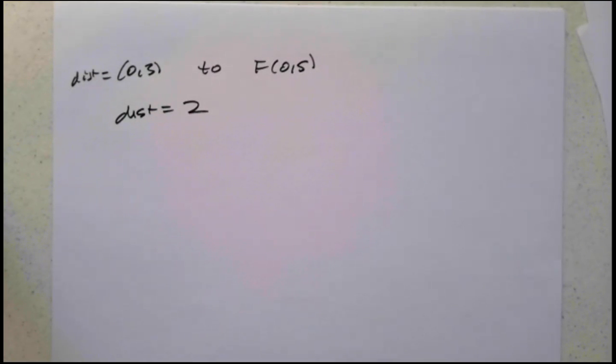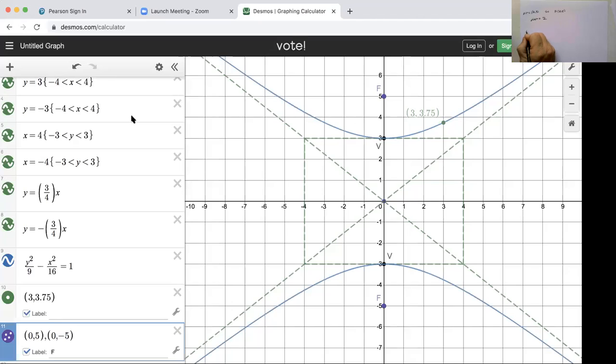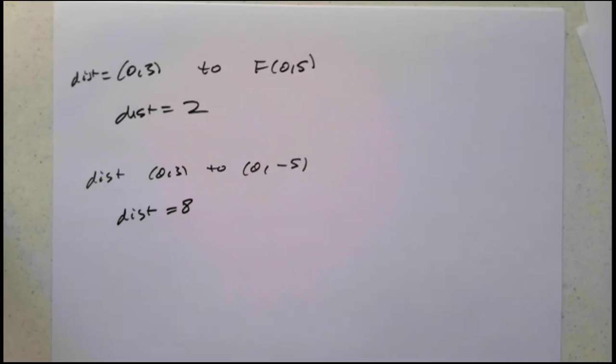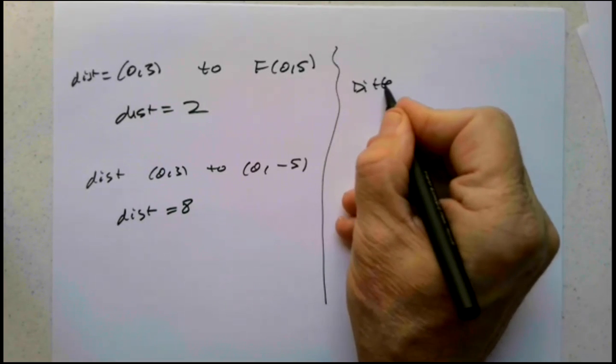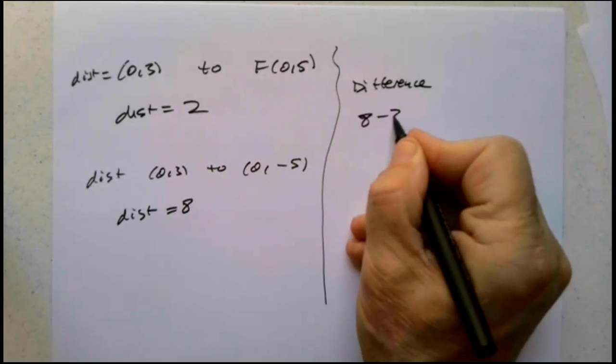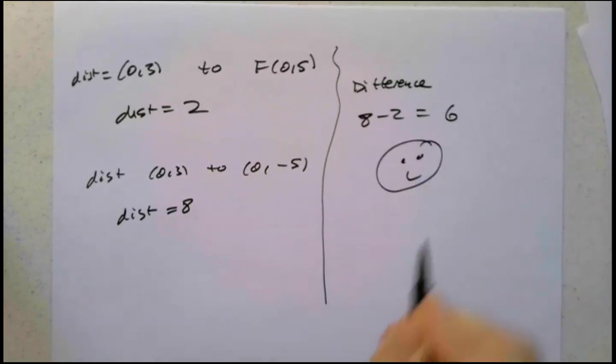Then we go to the other one. What is the distance from (0, 3) to the focus (0, -5)? Well, can we see it? There to there, 1, 2, 3, 4, 5, 6, 7, 8. That distance is 8. And notice the difference of those two distances. Remember, it was 6 previously. The difference of the distances, 8 minus 2, equals 6. That makes me happy. If I would choose any point on the graph, the difference of the distances would be 6.